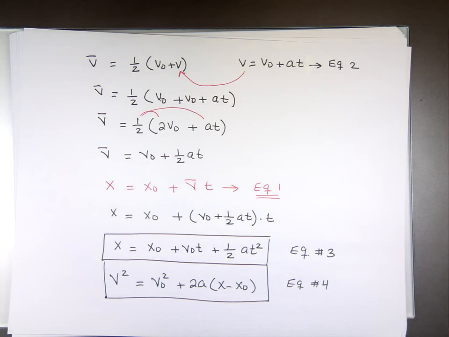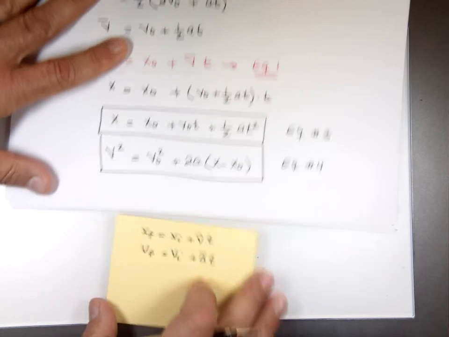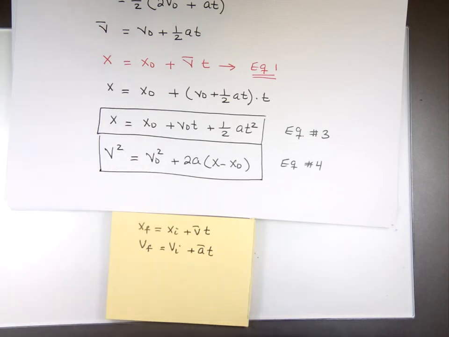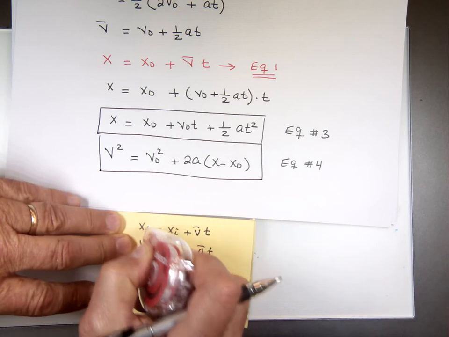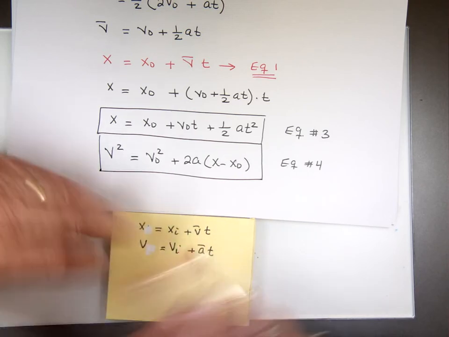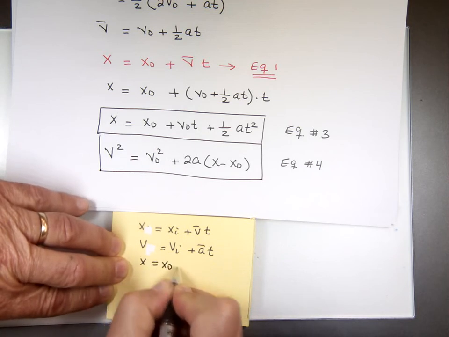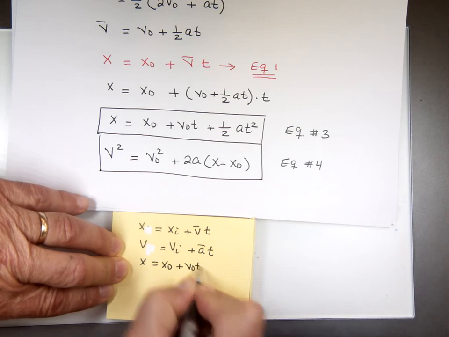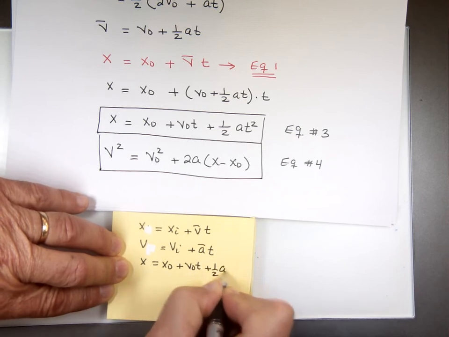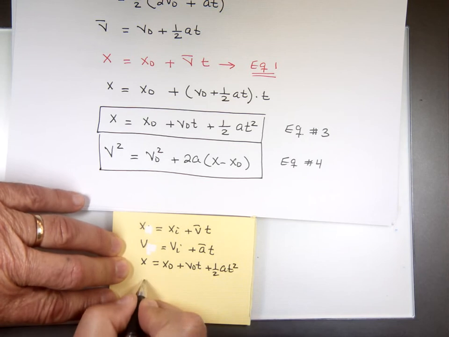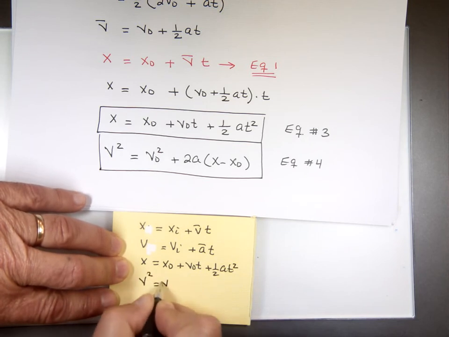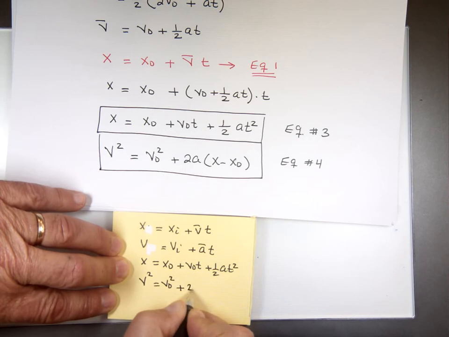So here's my nice sheet of paper. I'm going to add these two to that list. Again, as I said before, if there is no subscript, it's assumed to be final. x equals x sub 0 plus V0 t plus 1/2 a t squared. And this one, V final squared equals V initial squared plus 2a times (x minus x sub 0).